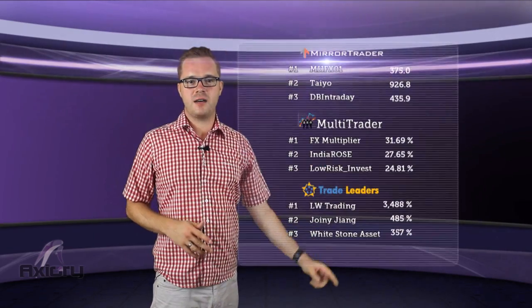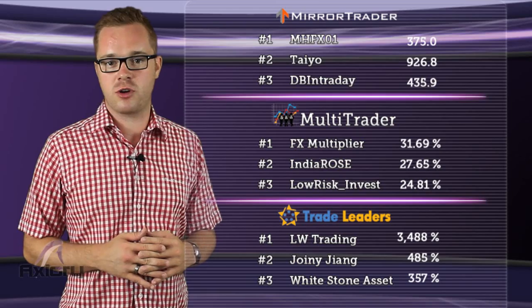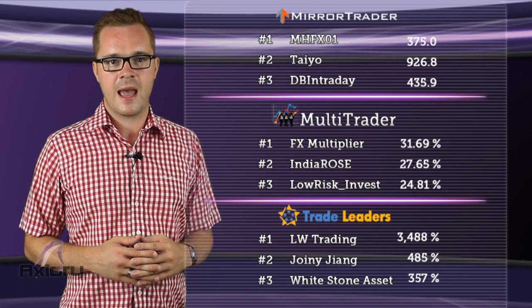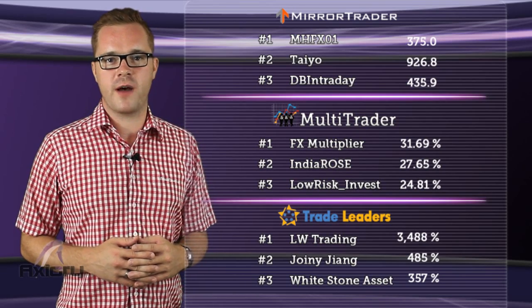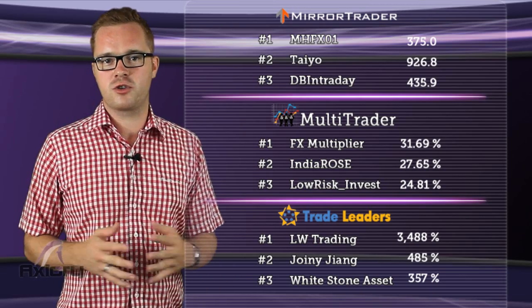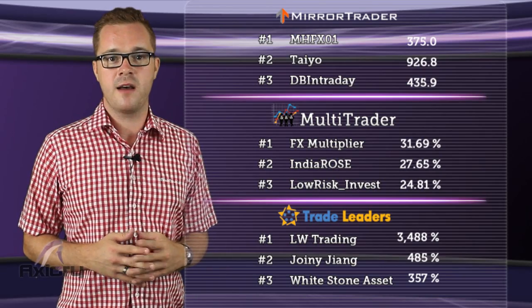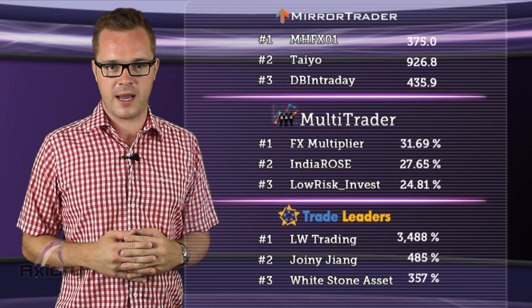We have almost reached the end of our broadcast, and you can now see on your screen three tables about the best traders and trading strategies on Axiory, giving you the opportunity to join them. MHFX01 strategy in Mirror Trader was able to move to first place with 375.0 pips, while Teo strategy, which was able to reach 926.8 pips from yesterday, fell to second place. DB Intertrade remained unchanged at third place.